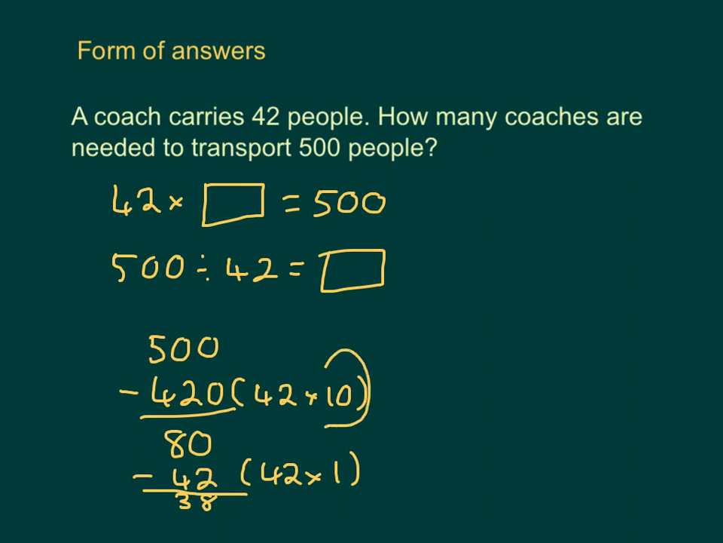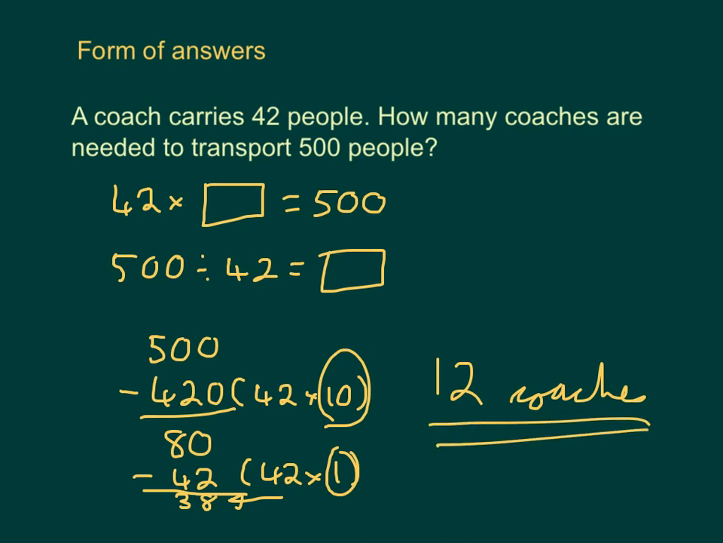Well, I'll need 10 coaches for those 420 people, another 1 for the 42 people, and I will need another coach for those 38 as well. So my answer would have to be 12 coaches. I need to round up, of course, because I can't leave anyone behind, and I need to realise that my answer needs to take the form coaches.